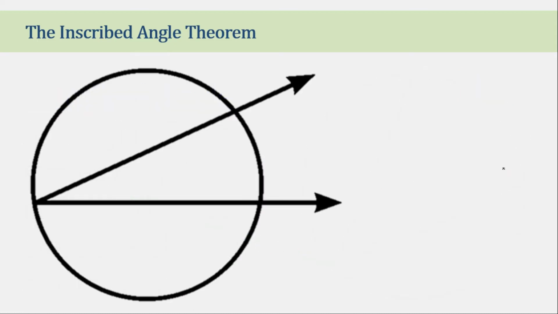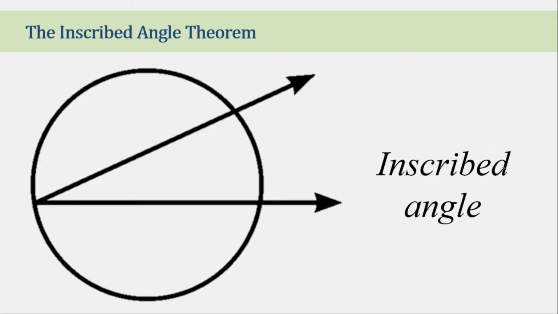Now, let's see this illustration. Can we consider this as an inscribed angle? Yes, it is an inscribed angle. As you can see, the vertex lies on the circle, and the sides are chords of the circle.